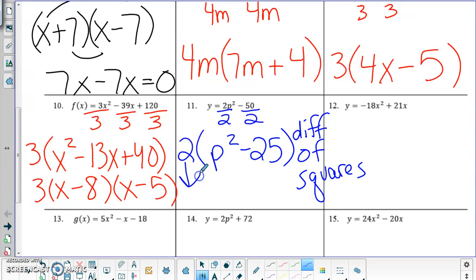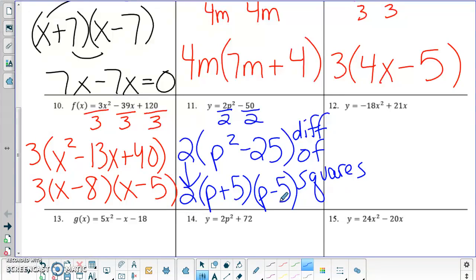So carry that 2 down. Now the difference of squares, remember it's one plus and one minus. The square root of 25 is 5. So p plus 5, p minus 5, and now we're done.